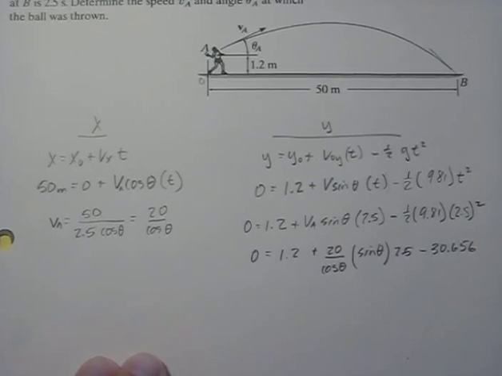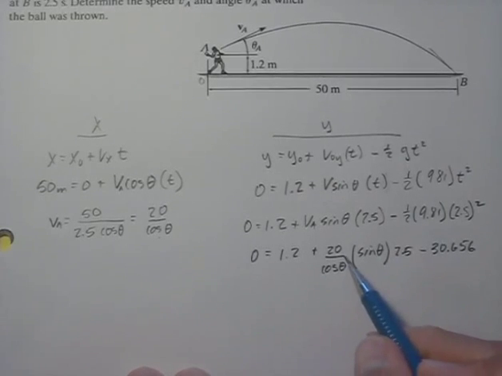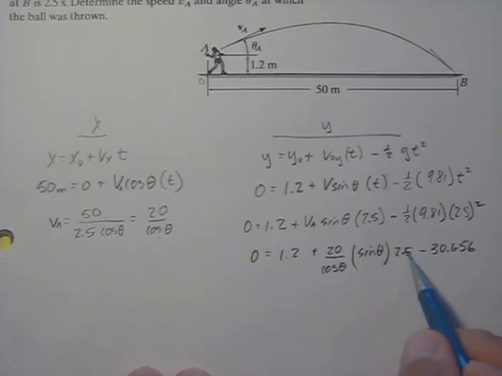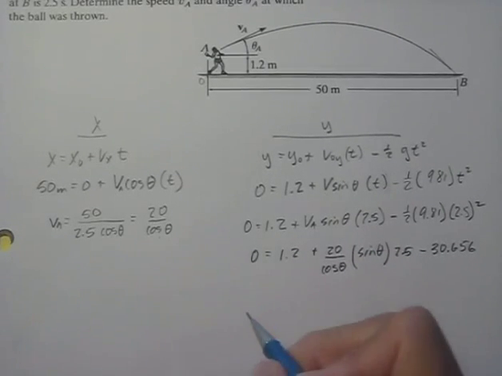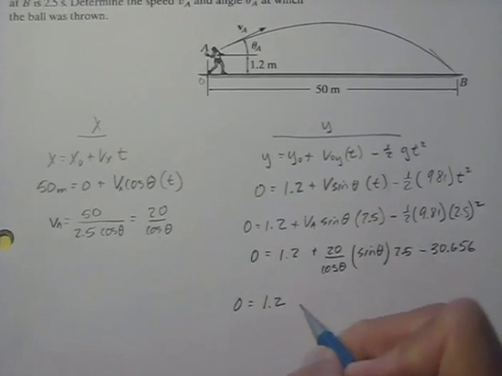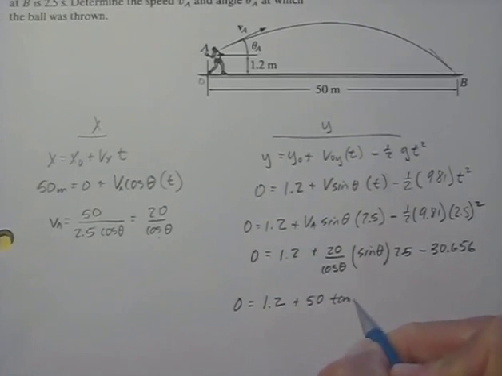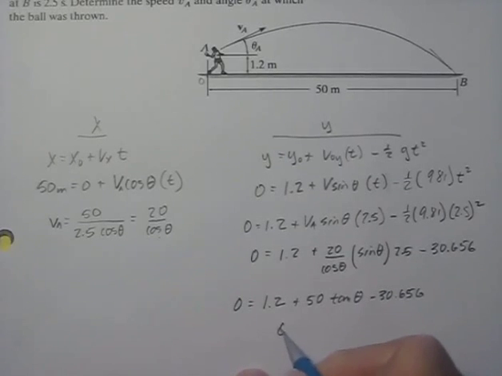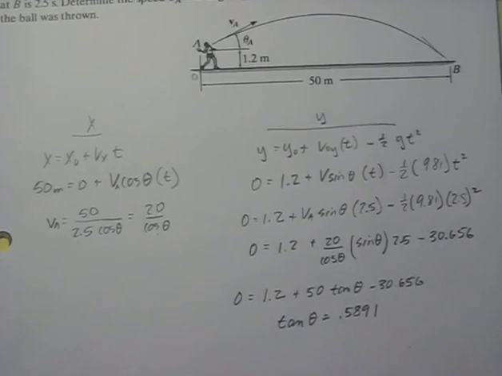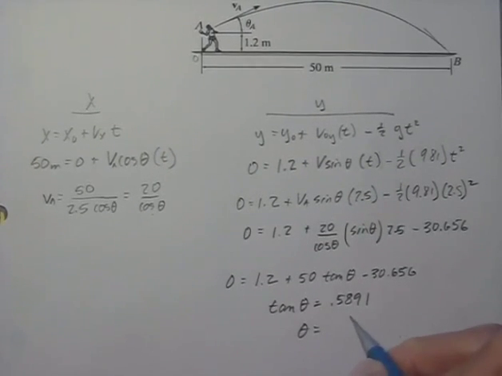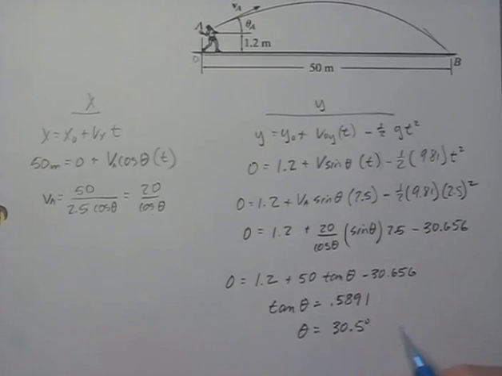All right, keeping on going here. 20 times that 2.5 is 50. The sine over the cosine is the tangent. So again, I'll say that 0 equals 1.2 plus 50 tangent theta minus 30.656. Now I've got something I can evaluate here. I'm going to say tangent theta is equal to 0.5891. Okay, so I did my algebra there, and theta is equal to 30.5 degrees. All right, so that's the first piece of the answer.